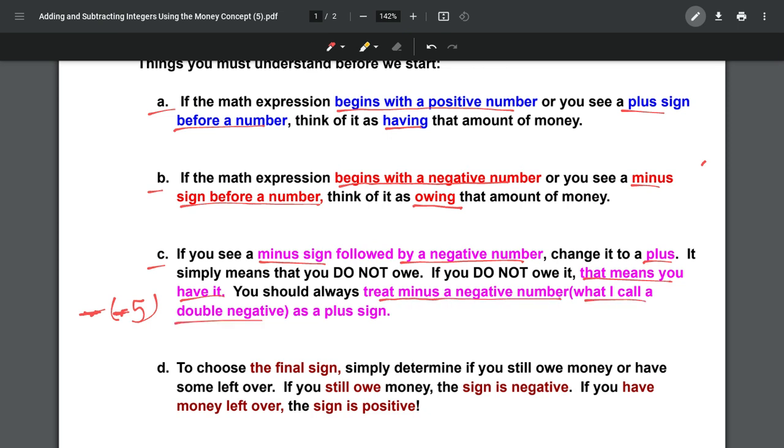So you should always treat minus a negative number, it's what I call a double negative, guys, as a plus sign. So if you see a minus sign followed by a negative, I want you to change it to a plus for me, okay? So we'll need to know that.